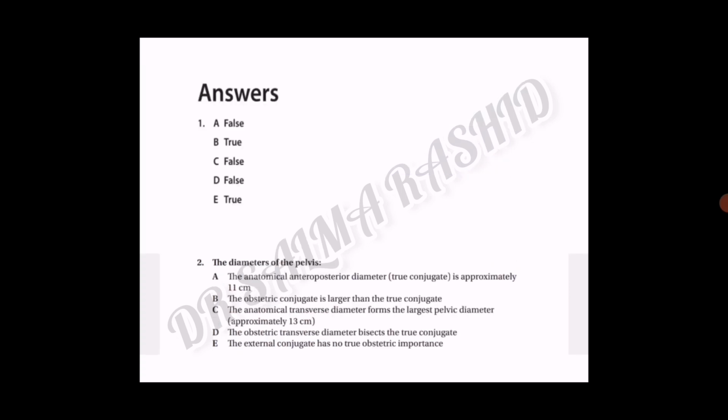Second question, the diameters of the pelvis. The anatomical anterior-posterior diameter, true conjugate, is approximately 11 cm. The obstetric conjugate is larger than the true conjugate. The anatomical transverse diameter forms the largest pelvic diameter, approximately 13 cm. The obstetric transverse diameter bisects the true conjugate. The external conjugate has no true obstetric importance.